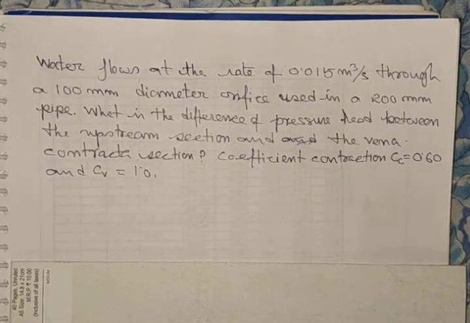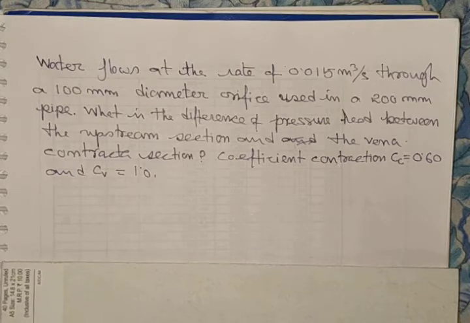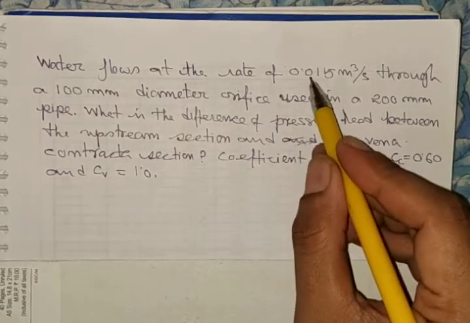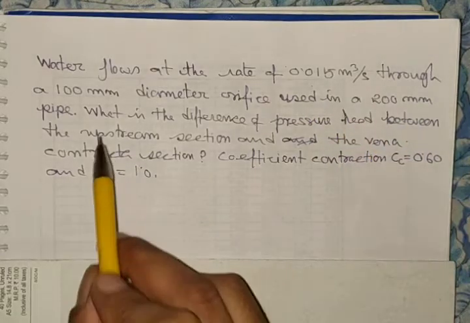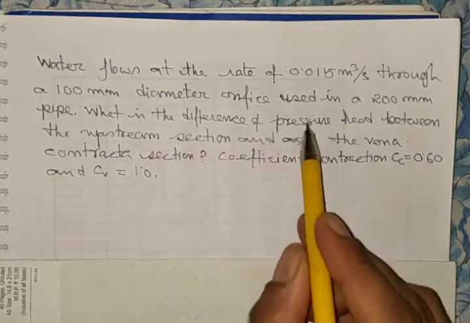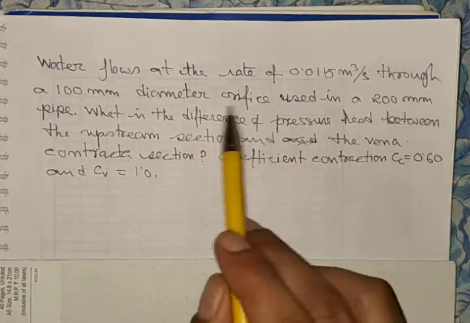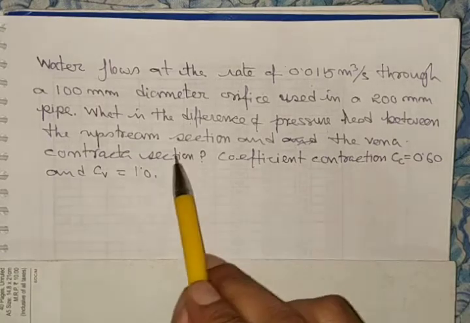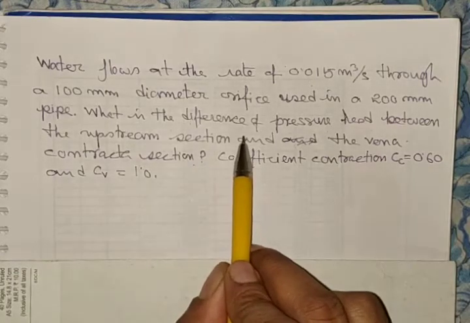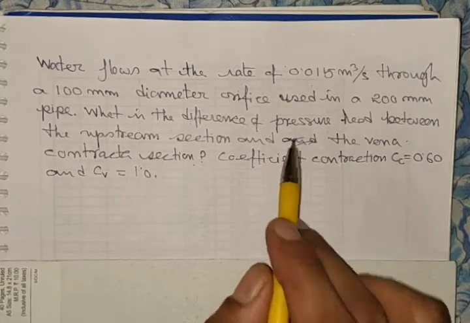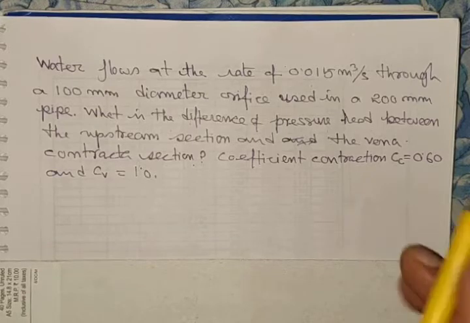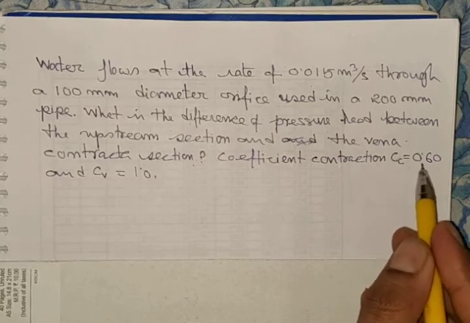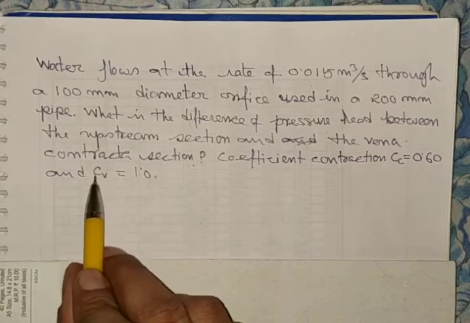So let's solve one problem related to the orifice meter. Water flows at the rate of 0.015 m³/s through a 100 mm diameter orifice used in a 200 mm pipe. What is the difference of pressure head between the upstream section and the vena contracta of the orifice meter? Other given data are the coefficient of contraction, CC, which is 0.6, and the coefficient of velocity, CV, which is 1.